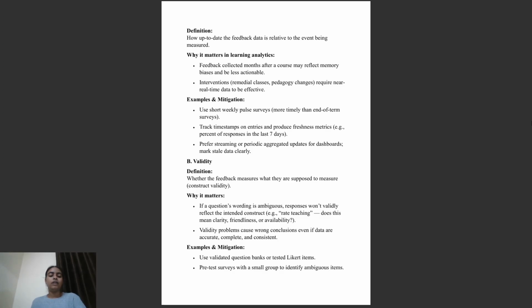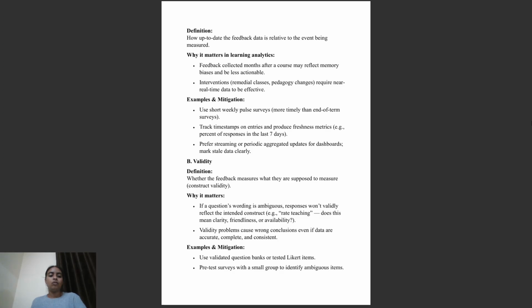Next is validity. Validity checks whether the question is measuring what it is supposed to measure. For example, if a question says "rate teaching," a student may judge friendliness instead of clarity, making the data invalid. Why is validity important? Because even if the data is accurate, complete, and consistent, it may still be meaningless if questions are unclear or ambiguous.